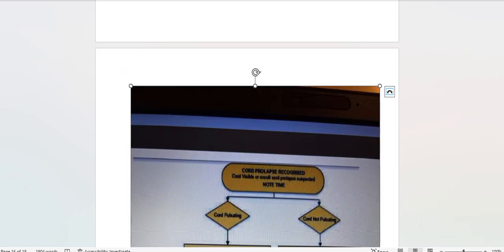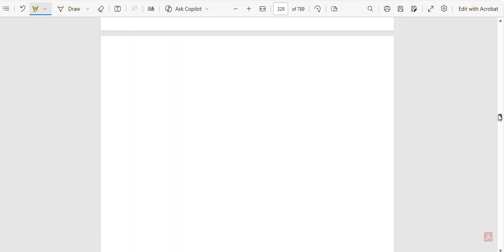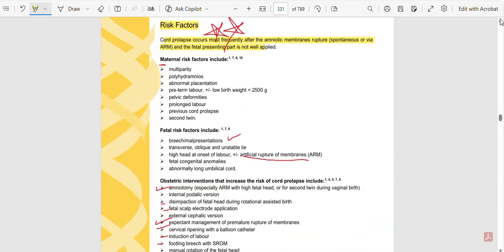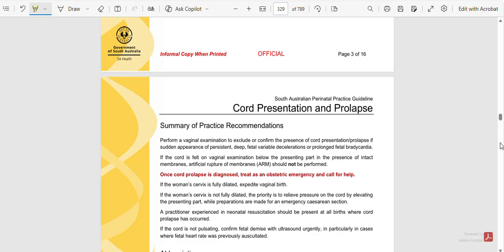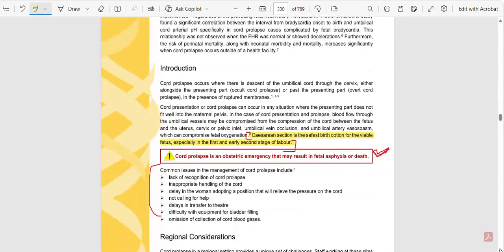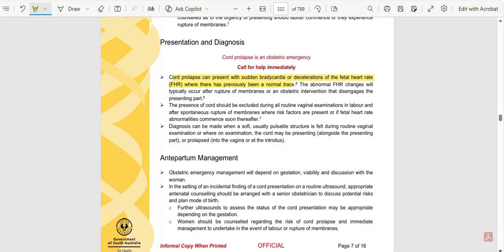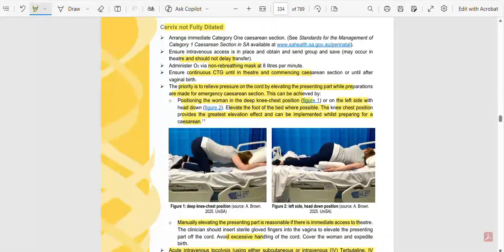Okay, I have another chart. Let's read that chart. It's just a bit confusing. I have one chart in the SA Health Guideline. These are the positions: deep knee chest position and left side head down position.